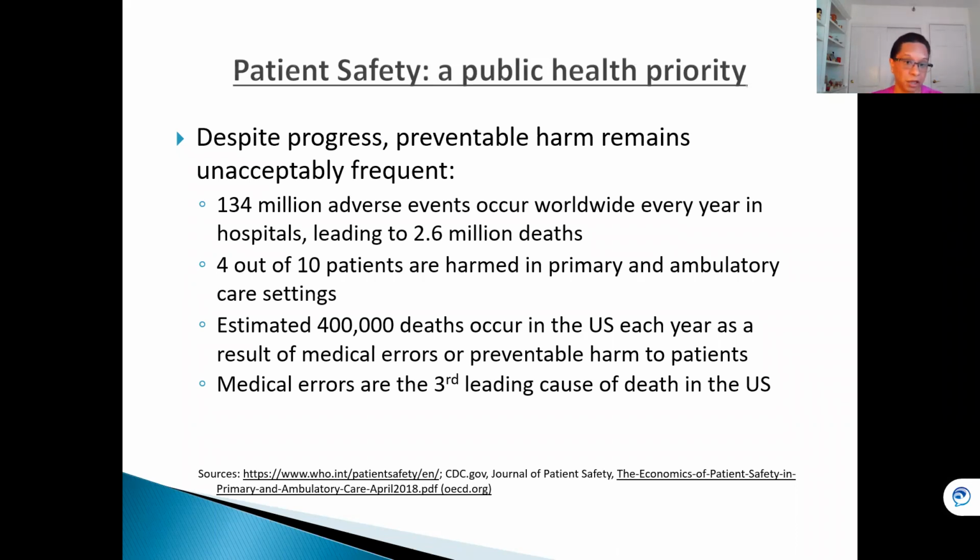So we need to start looking at that. An estimated 400,000 deaths occur in the US each year as the result of medical errors or preventable harm to patients. So just within the US, even if you don't look at worldwide, that's still a very large statistic. And medical errors are the third leading cause of death after just cancer and heart disease. So it's up there. It's an area of focus that all leadership across all hospitals have an eye on.